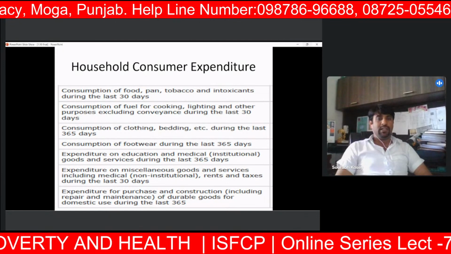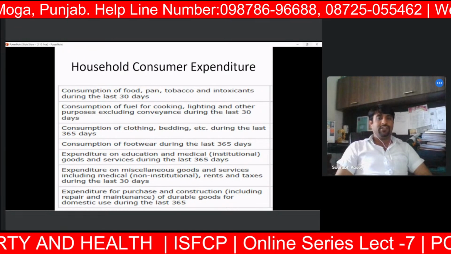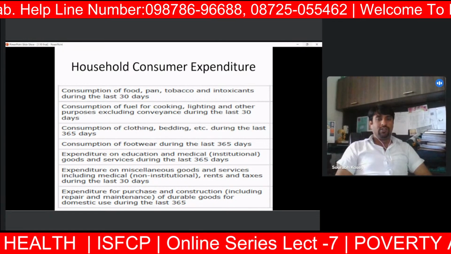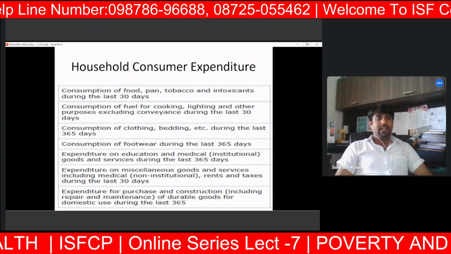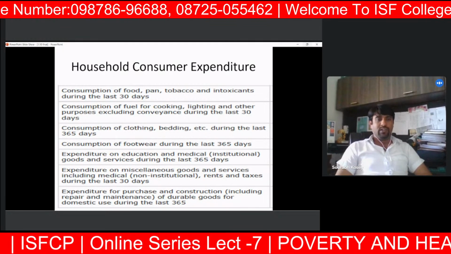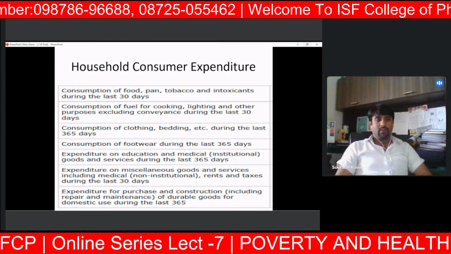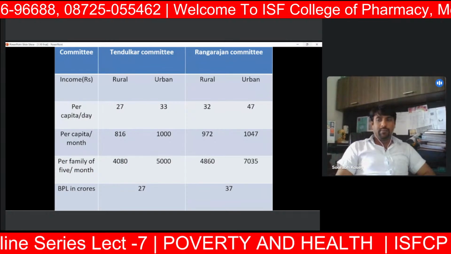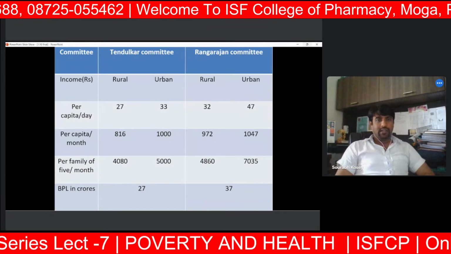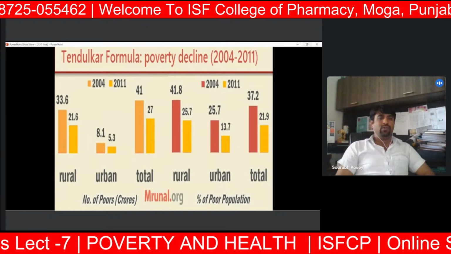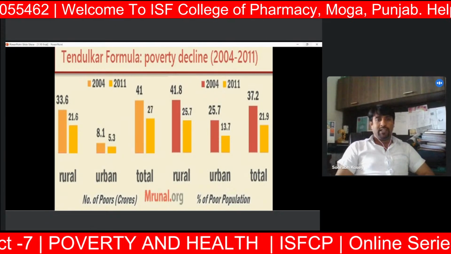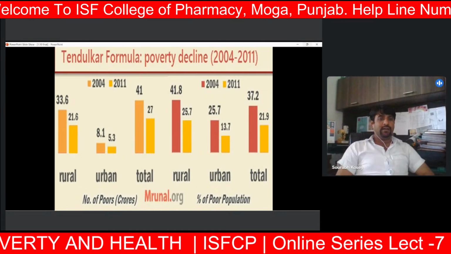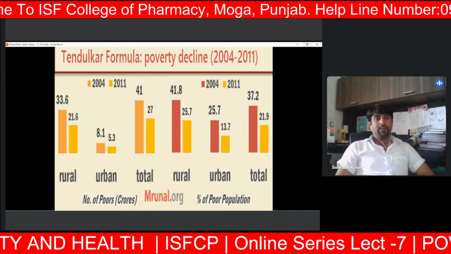Consumption of footwear during the last 365 days. Expenditure on education and medical institutional goods and services during the last 365 days. Expenditure on miscellaneous goods and services, including medical non-institutional, rents and taxes, during the last 30 days. Expenditure for purchase, construction, repair and maintenance of durable goods for domestic use during the last 365 days. And the committees have given various ratios per capita, and the Tendulkar formula shows the poverty decline, giving the number of poor in crores, across the rural and urban population.